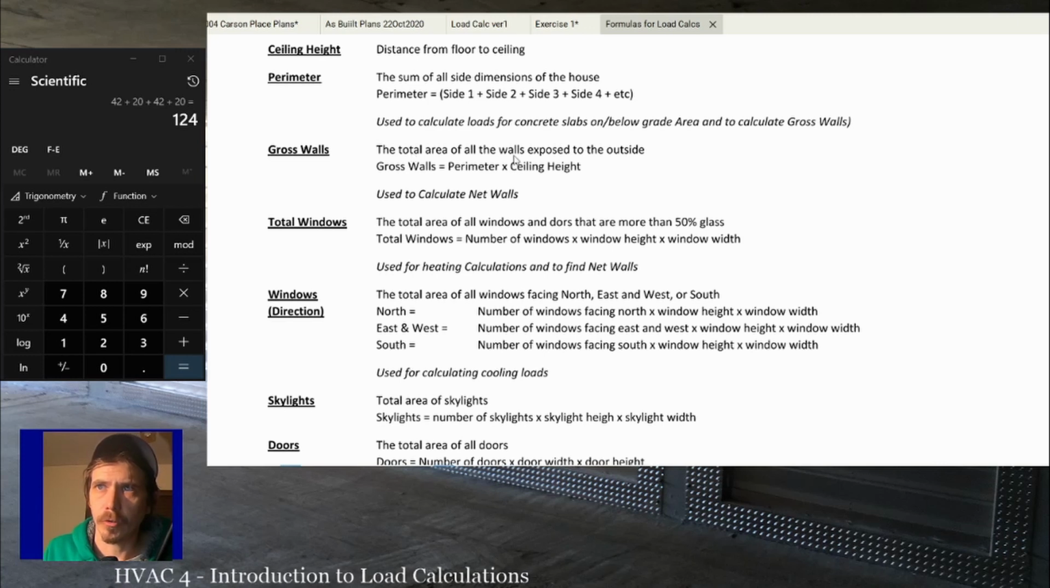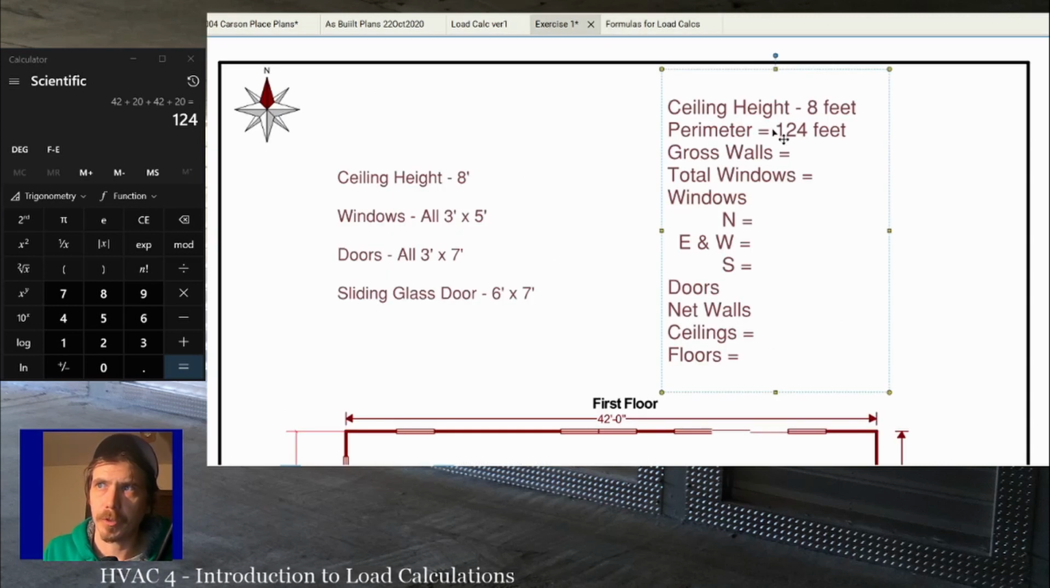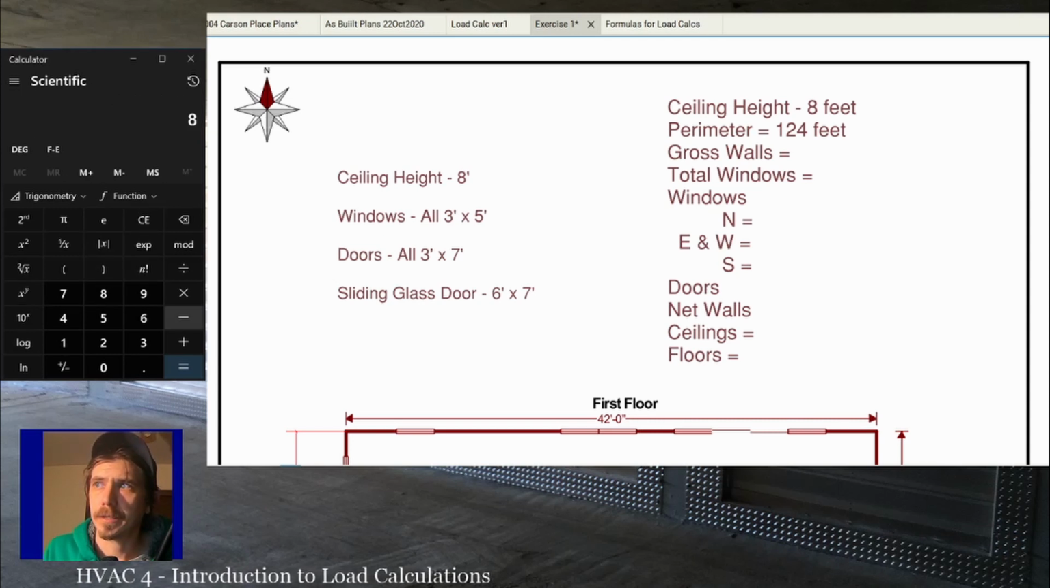Gross wall is the total area of all the walls exposed to the outside. It is our perimeter times our ceiling height. So we've already got both those numbers, right? We did ceiling height, we did perimeter. So if we do 8 times 124, we'll get our gross walls. So if you pull out a calculator, 8 times 124 is 992, right? Yep.